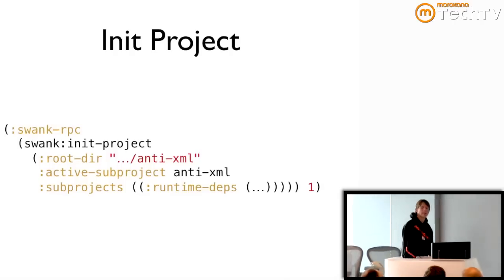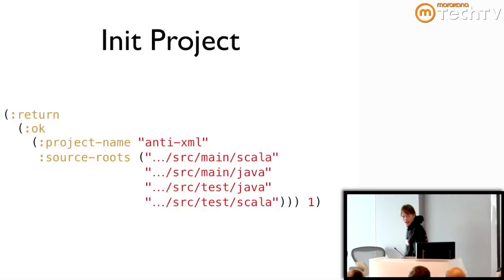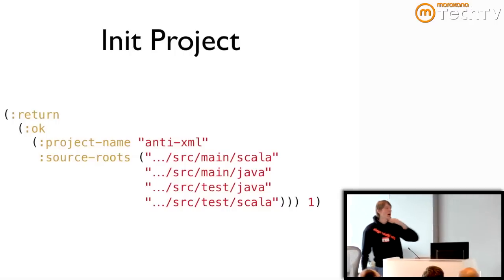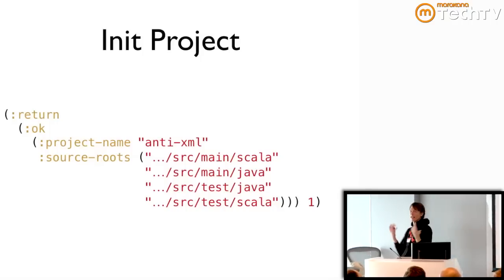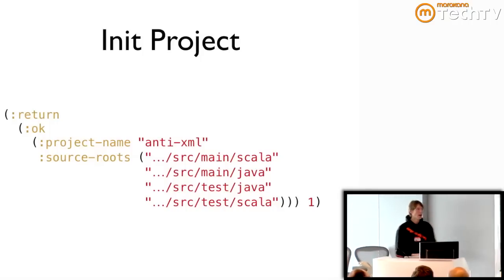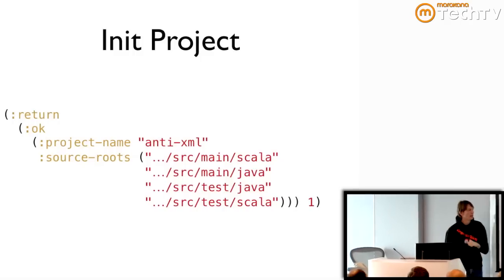So the response that ENSIME gives you is something like this. Return, OK, good, no errors. Project name. Well, project name and source roots, this is kind of redundant now. I'm not sure why ENSIME is still doing it, because we already have this information in the .ensime file. But this used to be important back when ENSIME did a whole bunch of introspection using SBT.